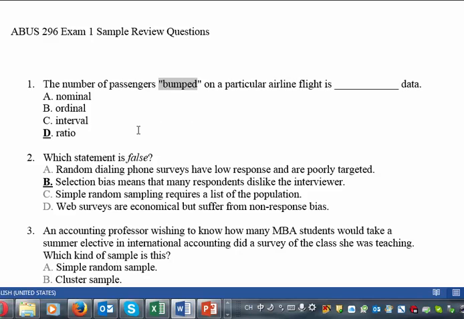So in order to determine what kind of data this is, nominal, ordinal, interval, or ratio, we have to use a guideline in the book, or also in my PowerPoint slide. Can the number of bumped take number 0? In other words, is 0 meaningful? In this case, of course 0 is meaningful, because you can have 0 number of passengers bumped. There's no one getting bumped, right? Therefore, we know it's a ratio. So the correct answer is D.